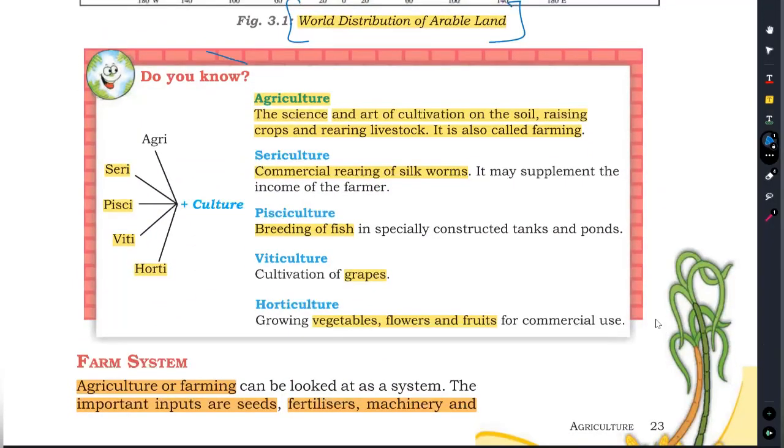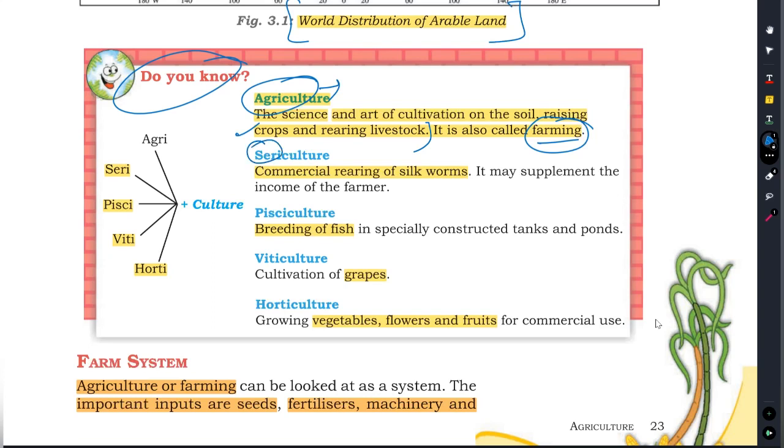Do you know? See, here they have given some of the cultures and what they mean. Agriculture, you know, is the cultivation of crops in soil, right? The science and art of cultivation on the soil, raising crops, rearing of livestock is known as agriculture. It is also called farming. Farming and agriculture have the same meaning.